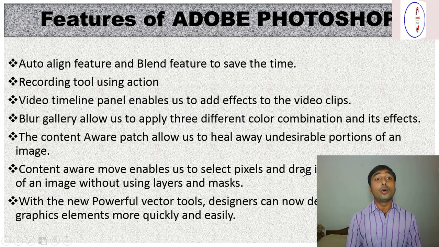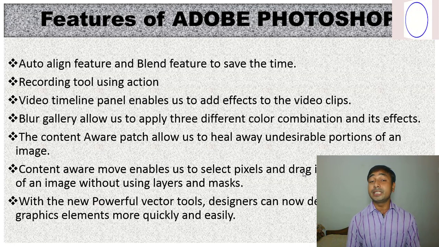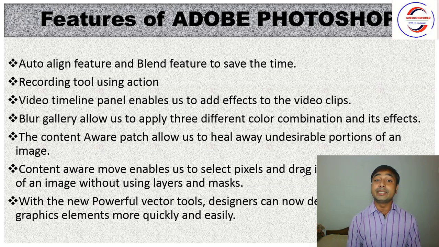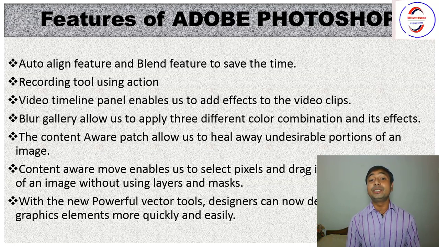The next is the auto align feature and blend feature to save time. Whenever we have to make a selection of a part of the image, at that time this very important feature, known as auto align and blend, helps. By default it selects those areas which we want to select, so it saves our time, which is not available in other Photoshop software, only in Adobe Photoshop. The next one is the recording tool using action. Whatever tools are there, we can work with an action.